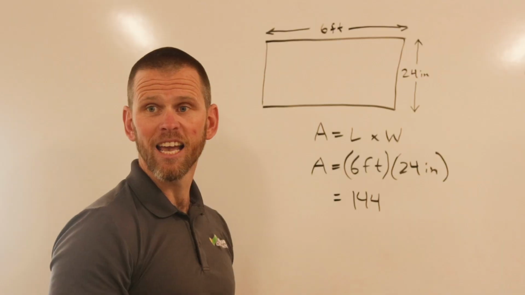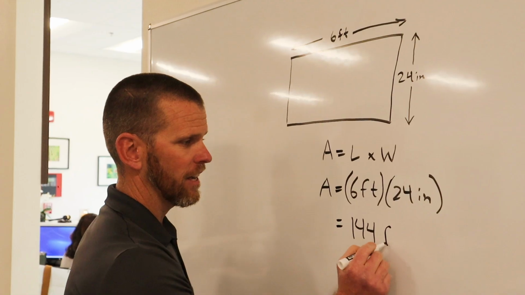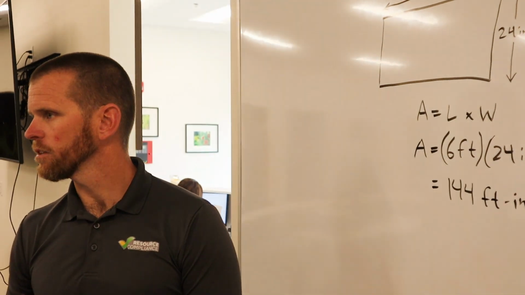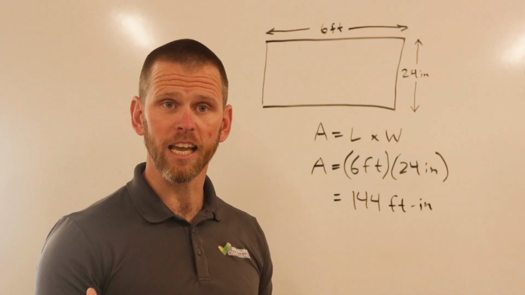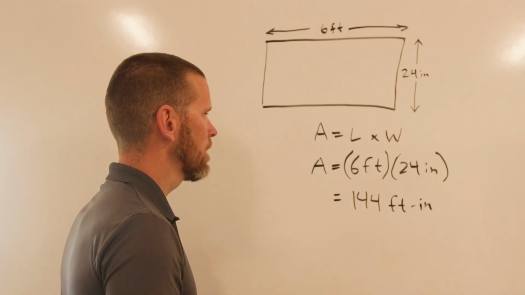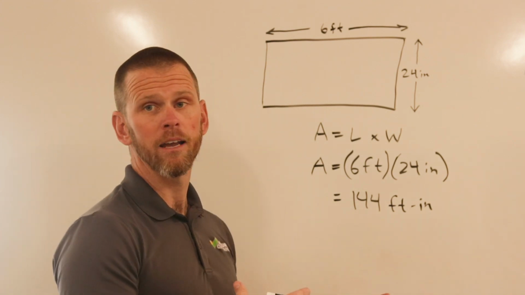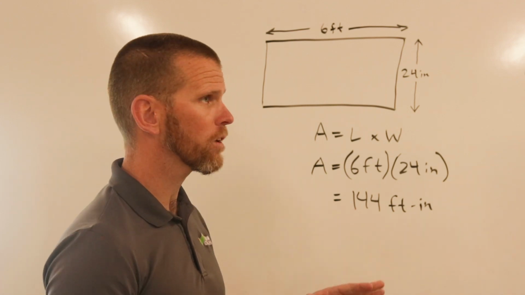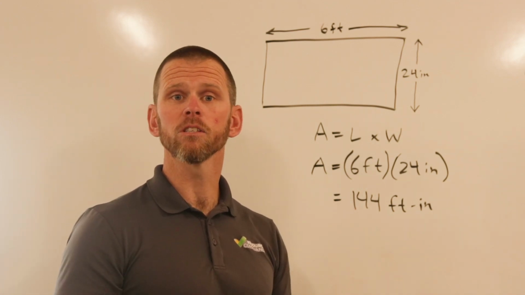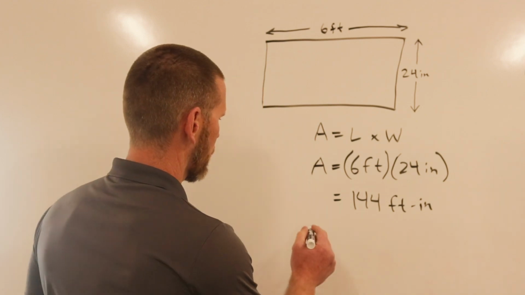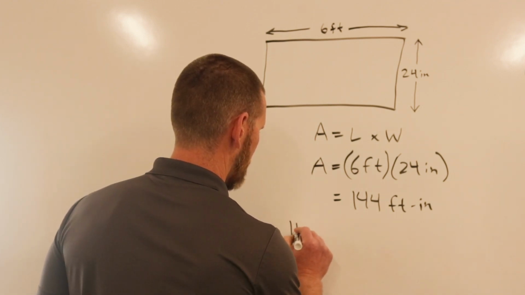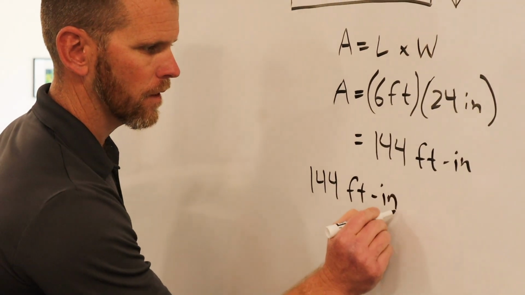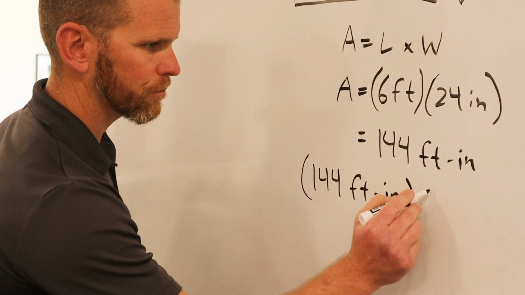And since we have feet and inches multiplied, our units will be in feet-inches, which is not a conventional unit. So we've got to have a little discussion about cross-canceling and doing unit conversions. There's a principle in math that you can multiply anything by 1 and it doesn't change the answer, right? If you multiply 144 times 1, the answer is still going to be 144. So what we're going to do here is take our 144 feet-inches and we're going to multiply that.